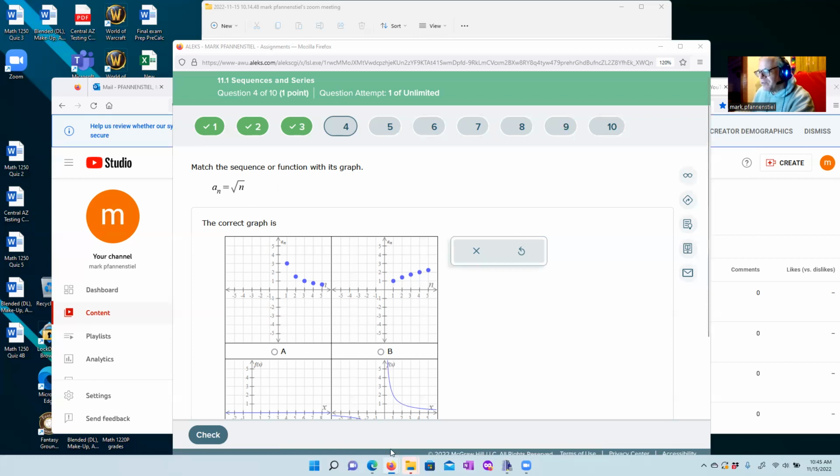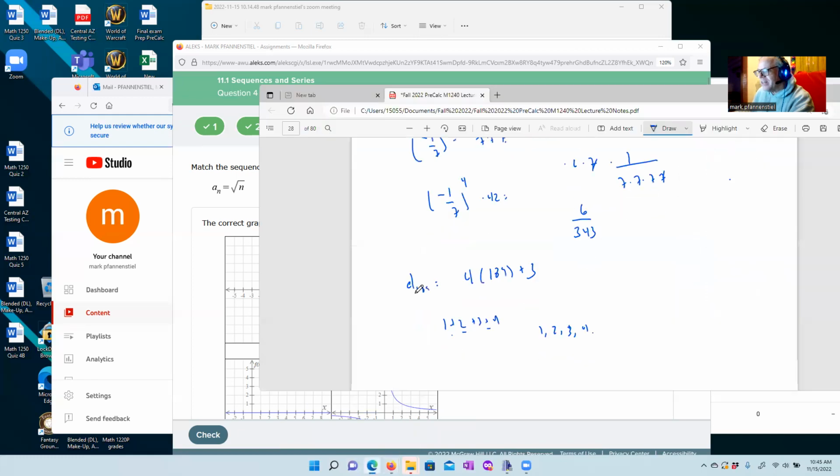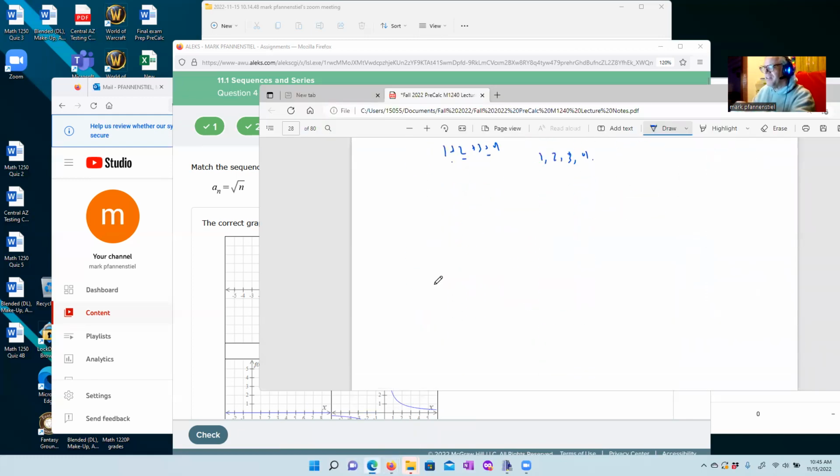So what I'm doing is looking for the shape that best describes what a square root function looks like. If you remember what a square root function looks like, okay, it's okay if you don't. I wish you would, but it's okay. A square root function looks something like that.